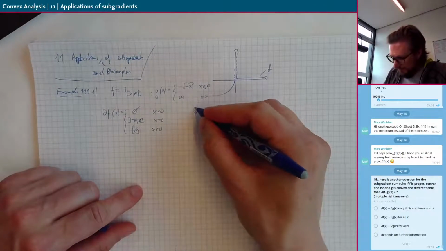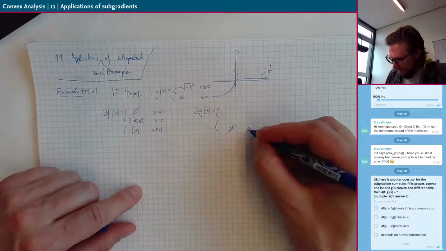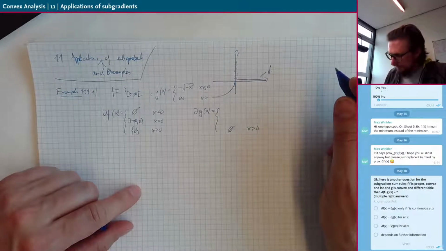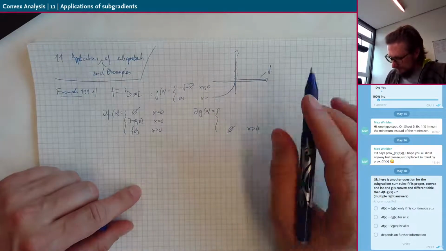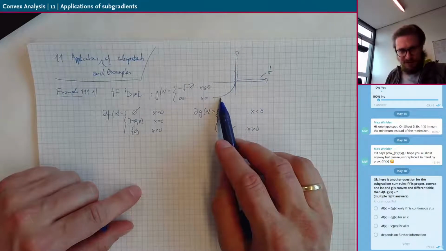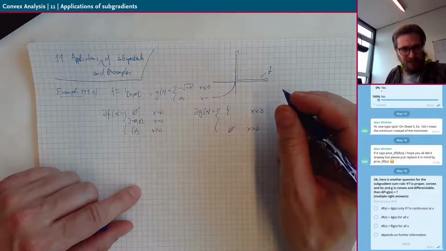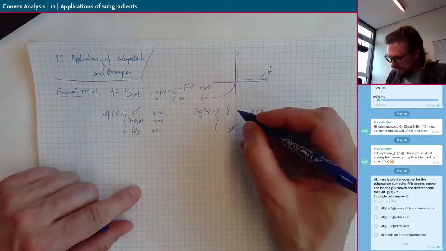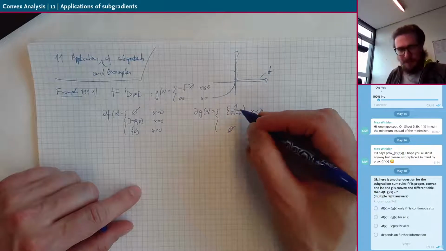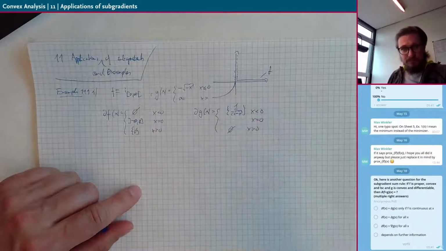What is the subgradient of g? Again, simple: it's the empty set for positive x. For negative x, that's also simple, because there the function g is differentiable, which means the subgradient is a singleton and only contains the derivative, which for this function is 1 over 2 square root of minus x. And the final point is what happens at x equals 0.